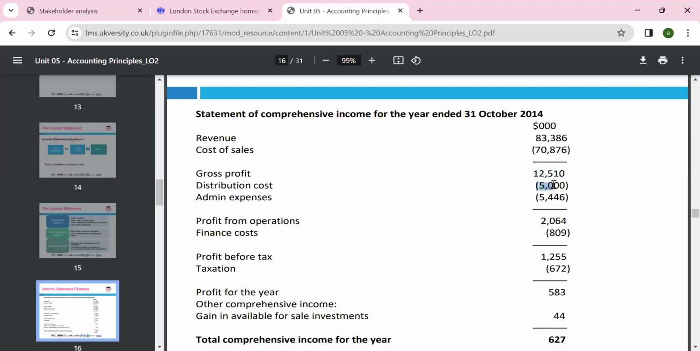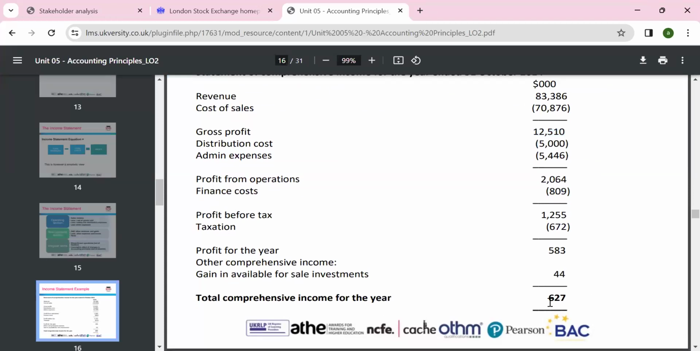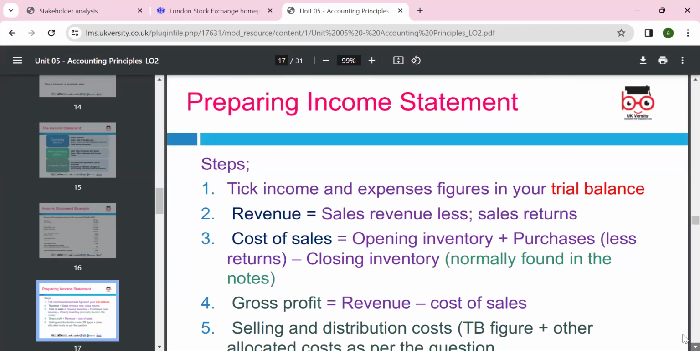Then we deduct all other expenses under distribution and admin, and we can say how much our profit is before finance costs. Finance cost means interest. If you borrow money, you have to pay the bank. Then profit before tax, and then you pay the tax, and how much money is left, how much you distribute, and how much is the total profit you have. That's the business showing full profit, and that's the income statement, sorry, not the balance sheet.